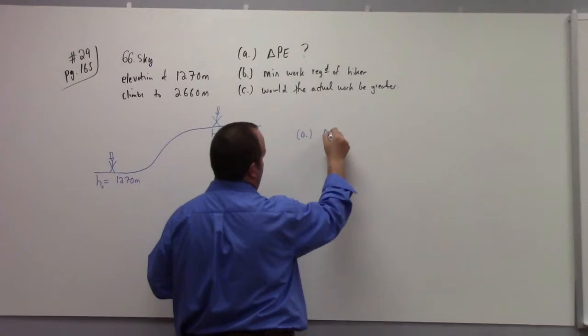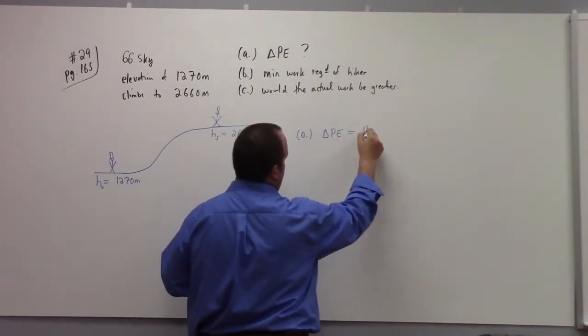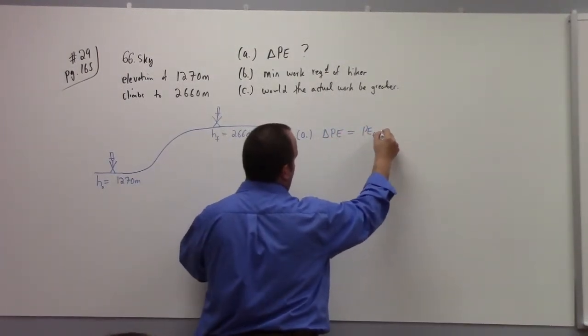The change in potential energy is equal to potential energy final minus potential energy initial.